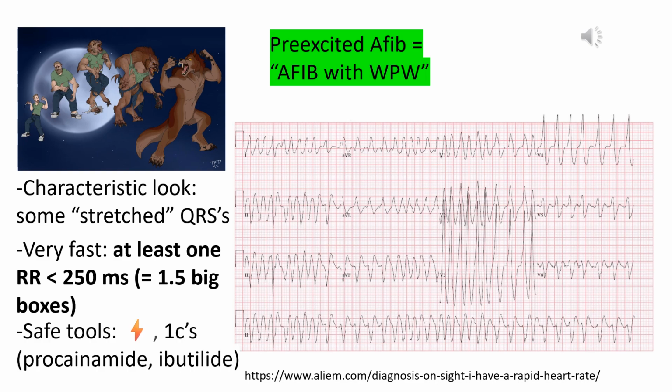The safe tools include electricity and class 1C antiarrhythmics like procainamide and ibutilide. What you don't want to do here is slow down the AV node because you don't want the atrial signals to get increasingly conducted by the accessory pathway. Unlike the AV node, accessory pathways don't have a speed limit, so this could result in extreme ventricular rates that could degenerate into VFib.